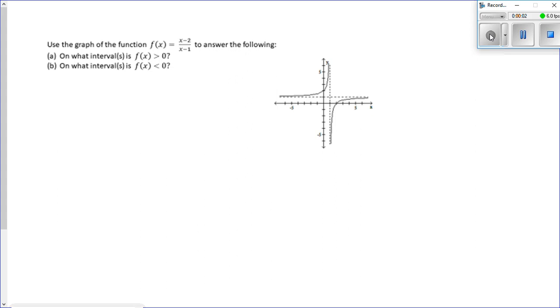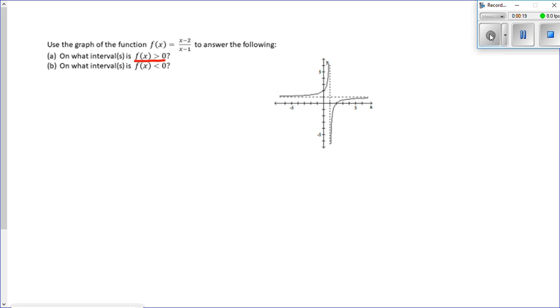Okay, we have a rational function, and we want to know on what intervals f of x is greater than 0. Now recall that f of x is just another name for y. So if we want to know where y is greater than 0, we just want to know the points where the y values are positive.